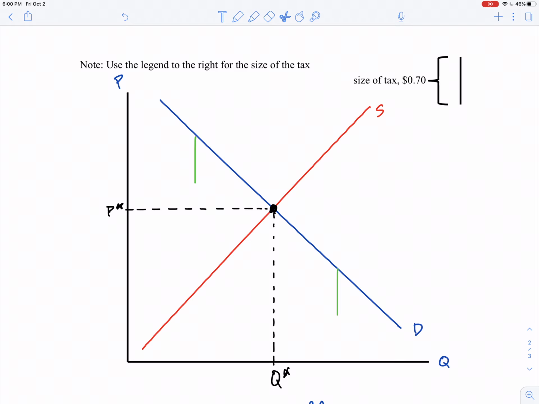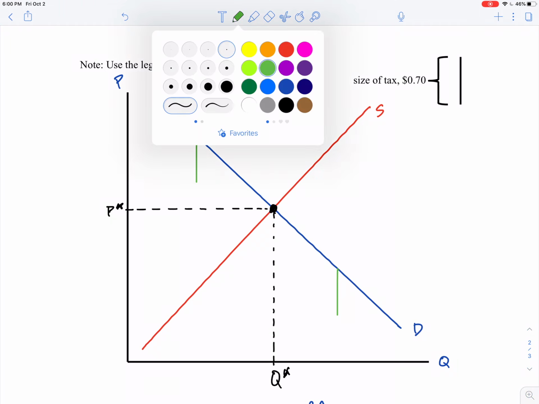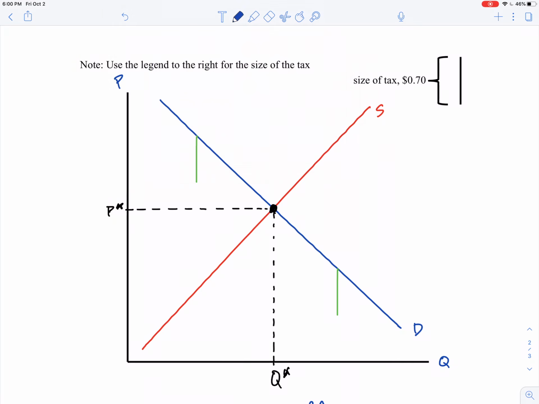Now you're probably wondering why I have two of these little lines floating around here, okay? The reason is that I'm going to go up here to my color, and I'm going to grab blue, right? And I'm going to put a dot here and a dot here. So now what I've done is I have put in two dots that are vertical distance down the size of the tax from my demand curve, okay? So I can now do the following.